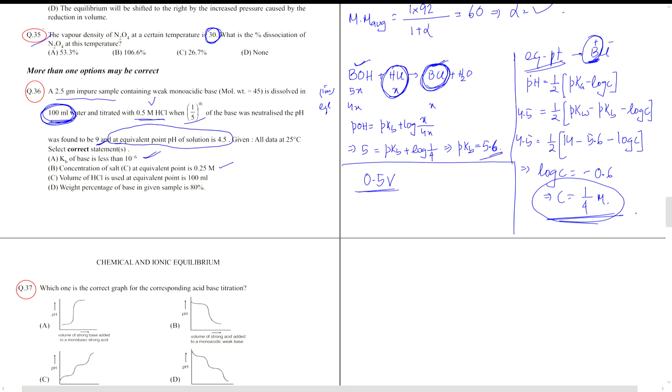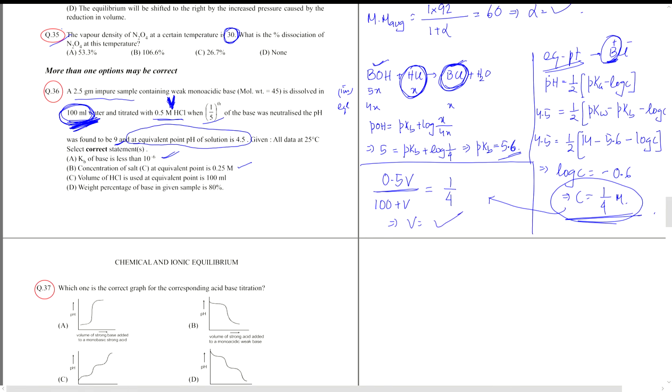Now the concentration of the salt will be its number of moles divided by the volume. And total volume is 100 ml which is present initially plus V ml which you've taken as volume of HCl solution. This is given to us as 1 by 4. In fact, we just found this as 1 by 4. So you can use it to calculate the value of V.